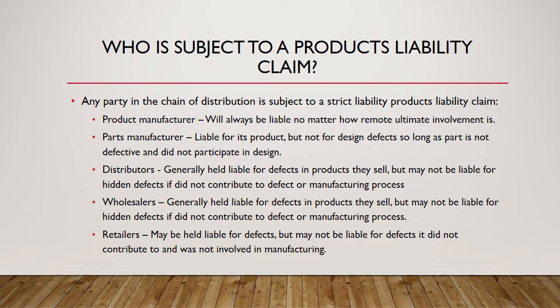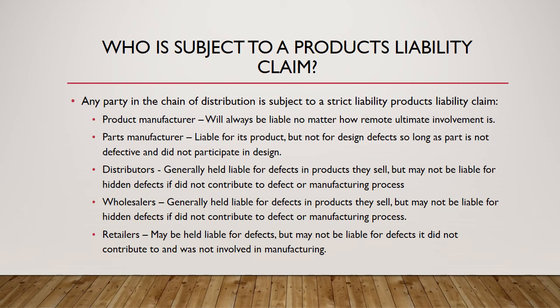So let's briefly talk about who would be subject to a product's liability claim. Really, it's any party that's in the chain of distribution. I'm not saying that all parties are liable, but any party may be subject to a strict liability products liability claim. The common people in this chain are, first, the product manufacturer, the one who actually manufactures the product. The product manufacturer is almost always going to be liable, no matter how remote their involvement is in the whole chain of distribution. They're always going to be the party who ultimately made this, and they're always going to have liability.